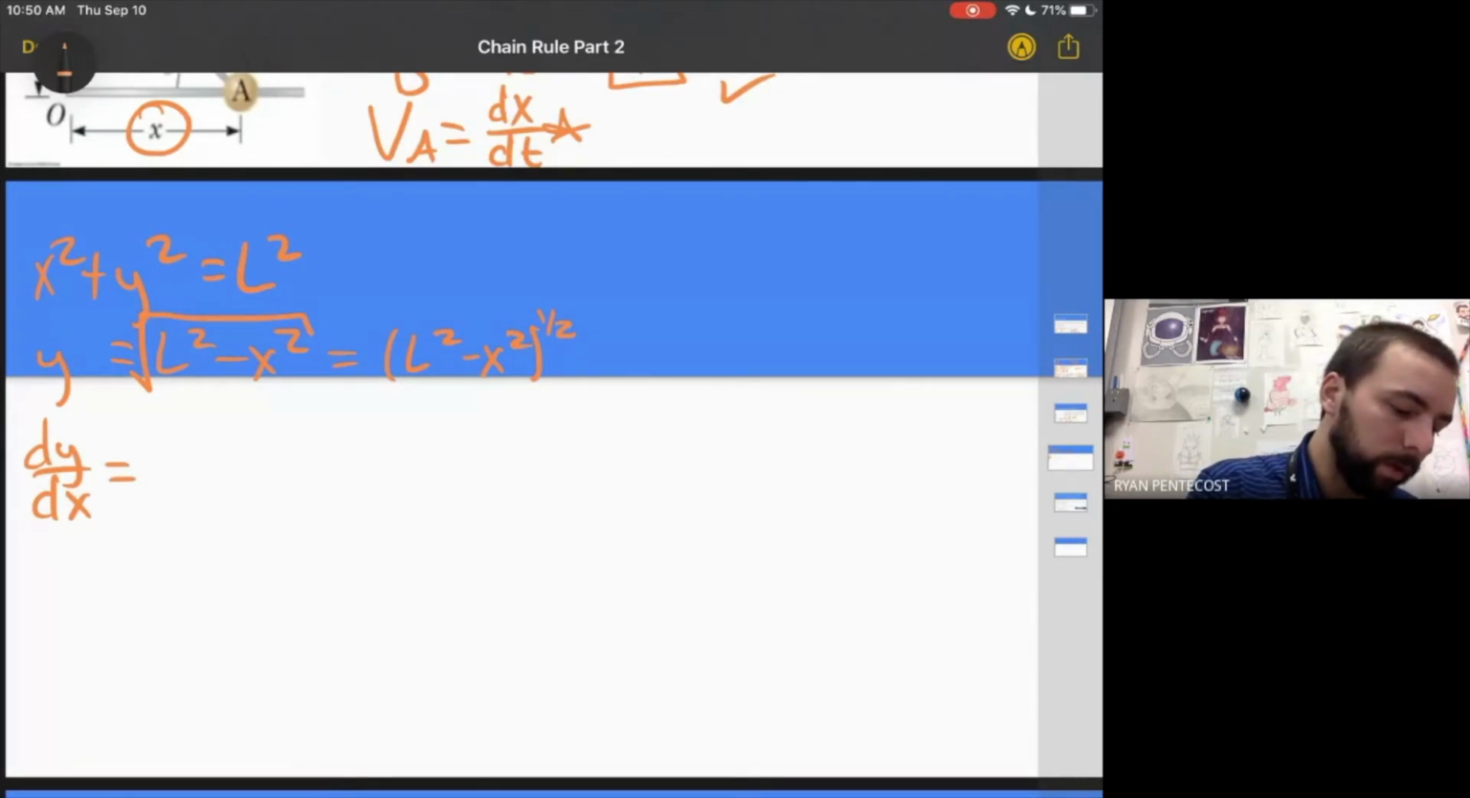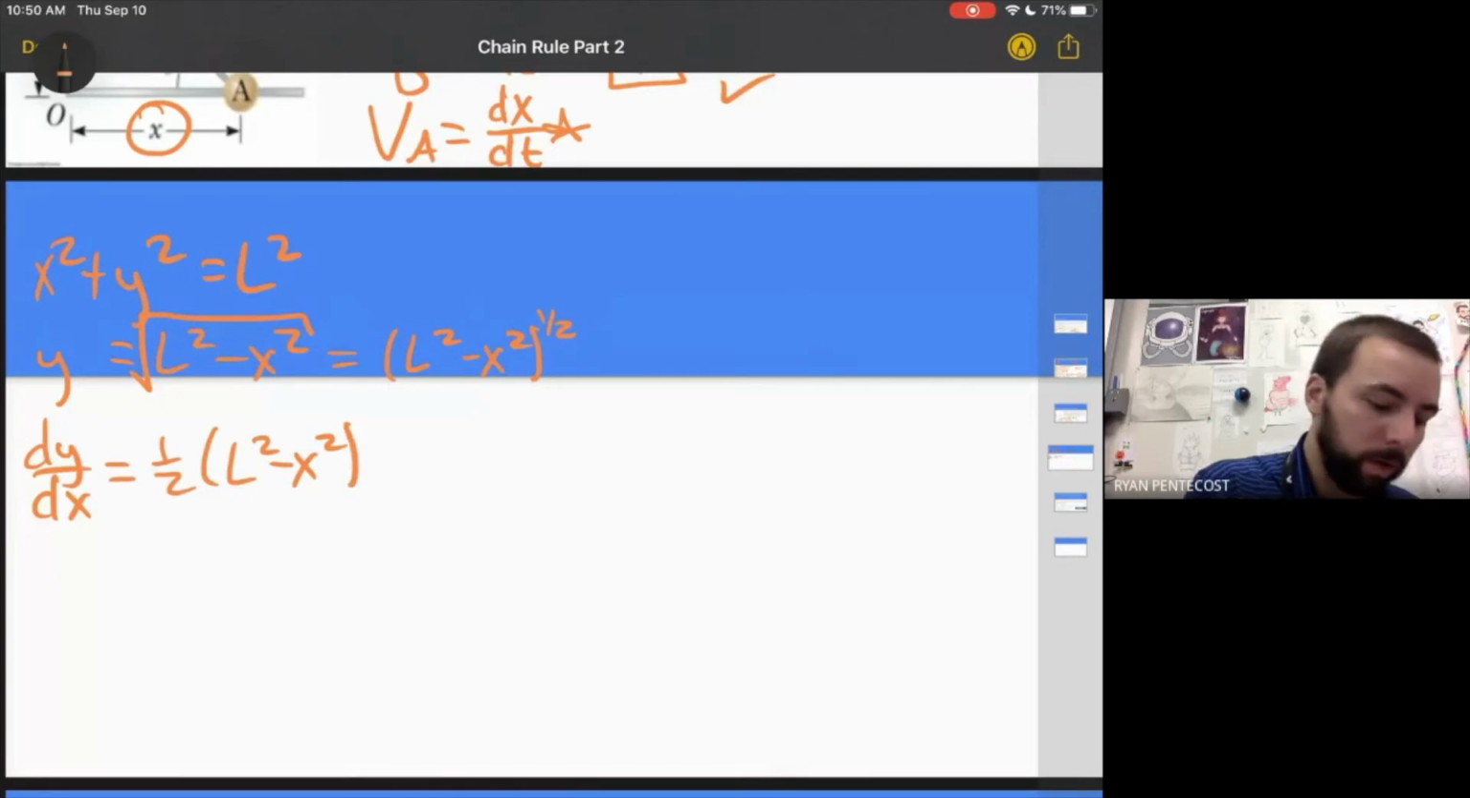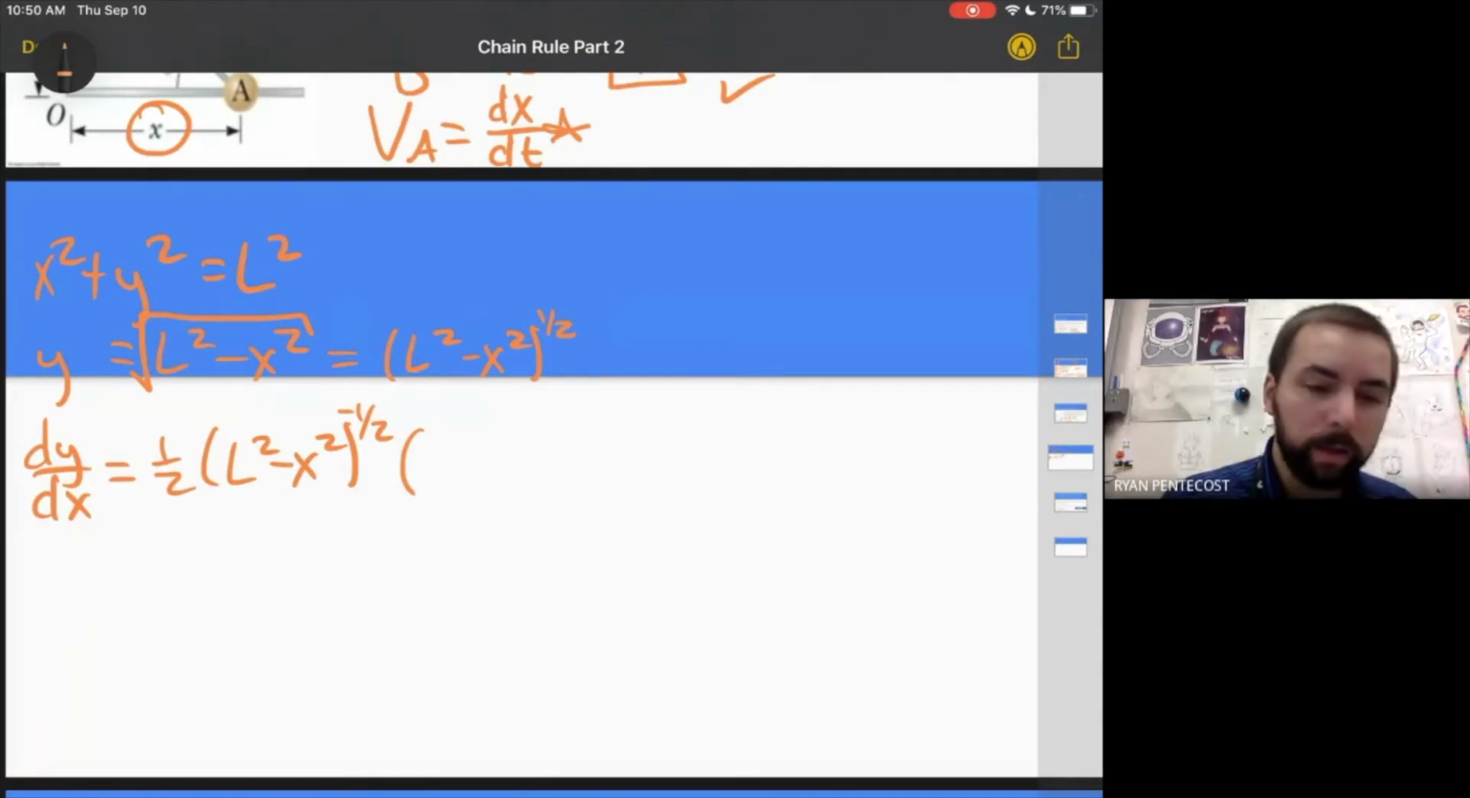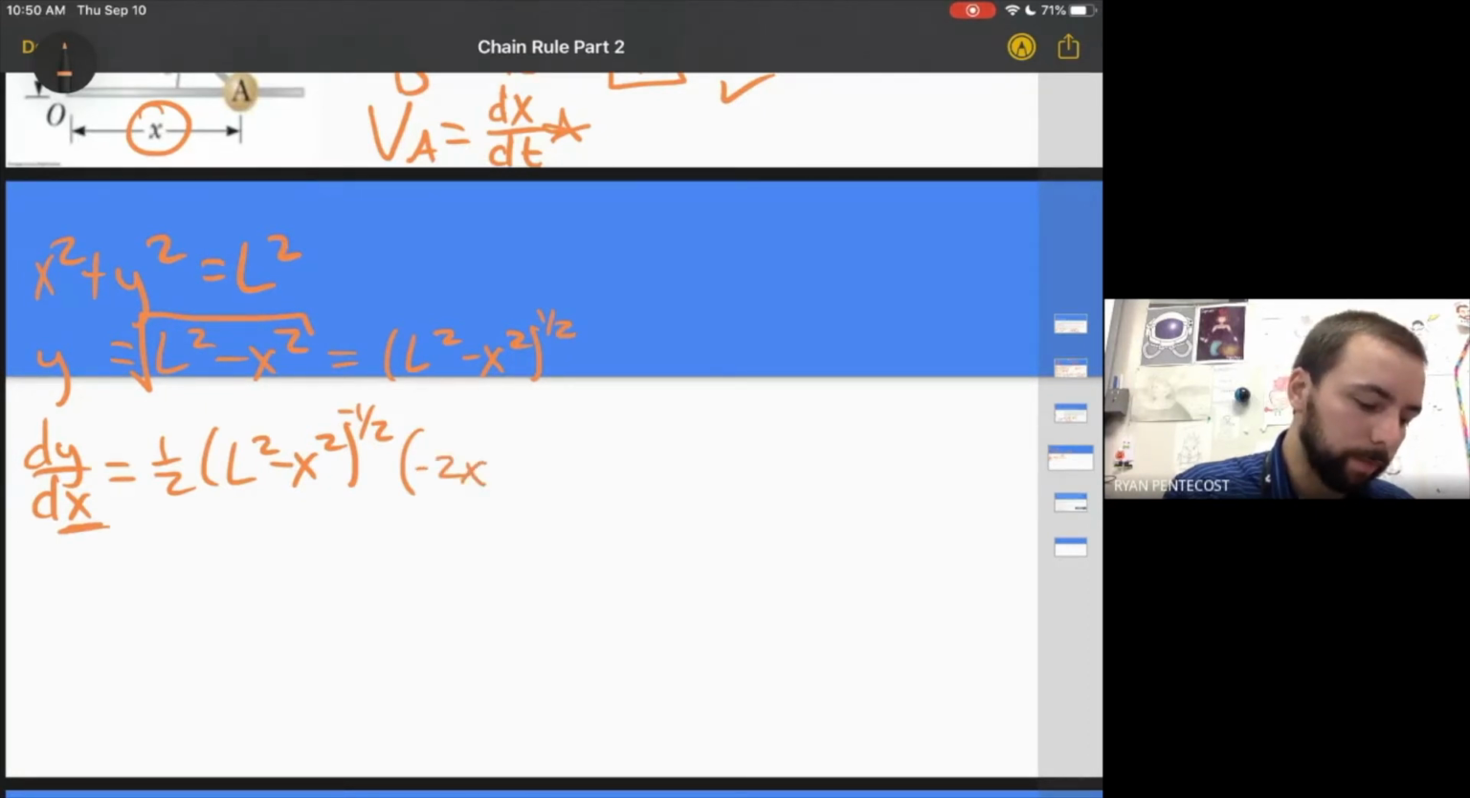So let's bring 1/2 down times L squared minus x squared, then subtract 1 from 1/2, you get negative 1/2. And then let's multiply that by the derivative of the inside. L in this case is not a variable, it is a constant, because we're taking the derivative with respect to x, not with respect to L. So L is just a number. The derivative of a constant is 0, so that goes away. The derivative of negative x squared is negative 2x.